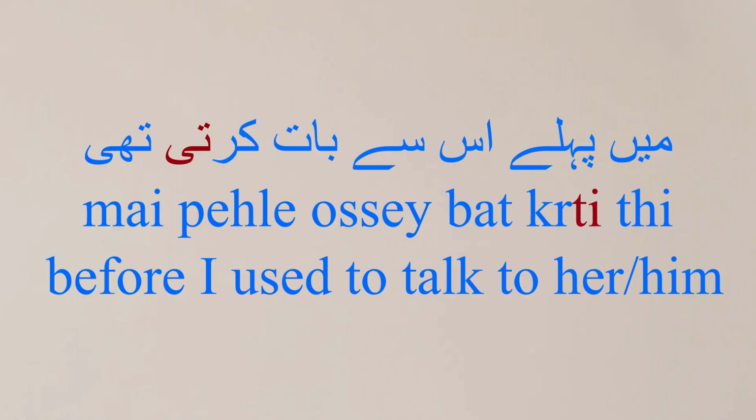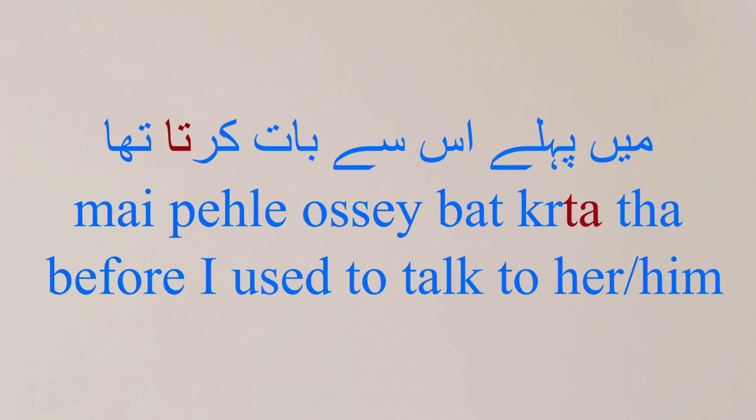मैं पहले उससे बात करती थी. पहले means before. उससे means with her, or with him actually. It can be with him as well. मैं उससे बात करता था. I used to talk to her. मैं उससे बात करता था. मैं उससे बात करती थी.